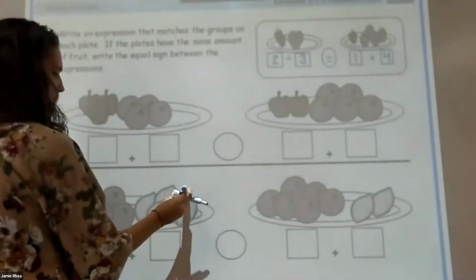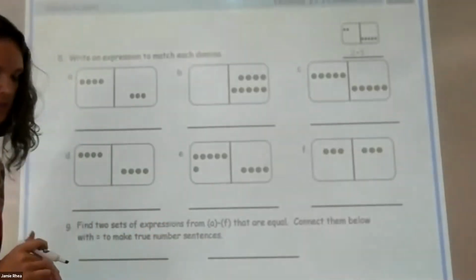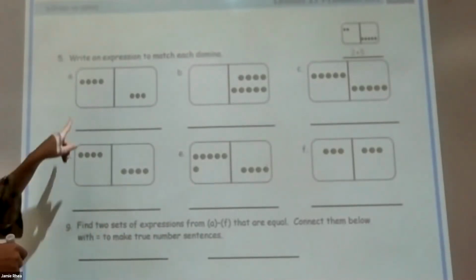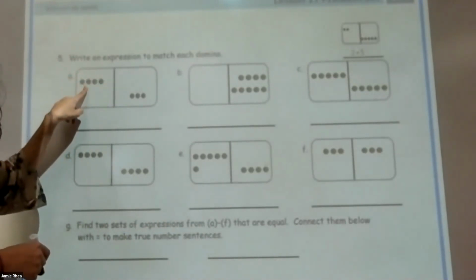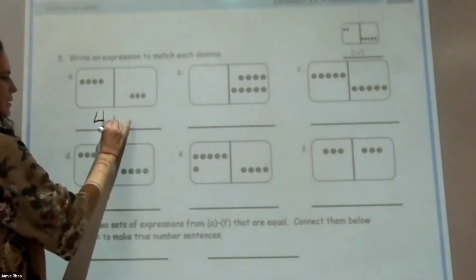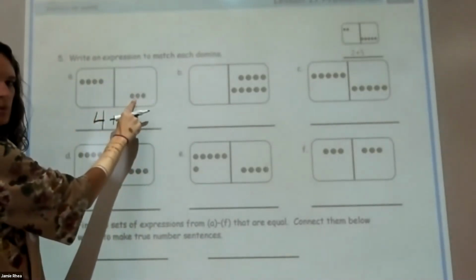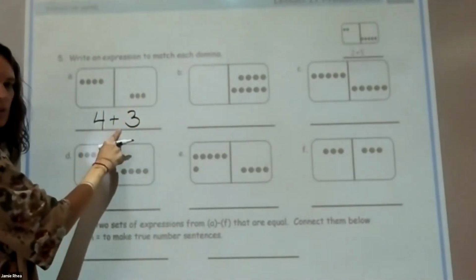All right, well, let's look at number 5 real quick, because number 5 looks a little different. Write an expression to match each domino. Now remember, our expressions do not have equal signs. So how many dots are on this side of my domino? 1, 2, 3, 4. How many dots are on this side? 1, 2, 3. So my expression says 4 plus 3.